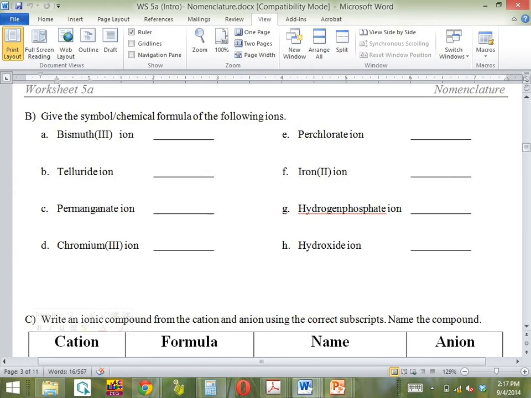Part B is giving you names and asking for formulas. You find part B? Looking at these names, here's bismuth with the Roman numeral 3. Anytime you see the Roman numeral, that's a metal. And bismuth might be one that you may not remember the symbol for, but it's Bi. And so it's hiding down here.